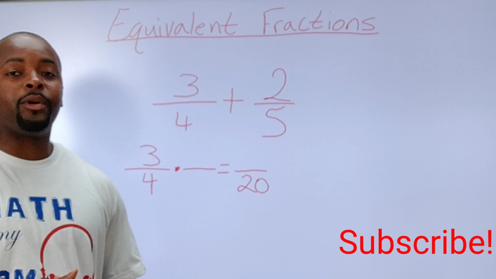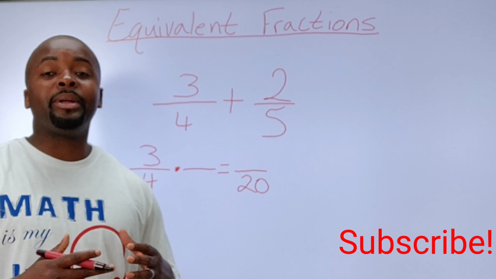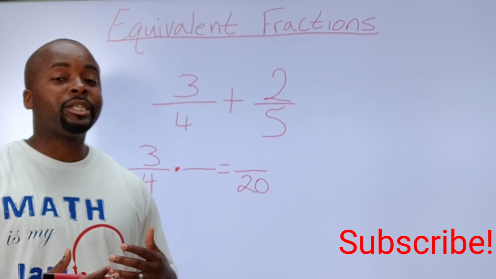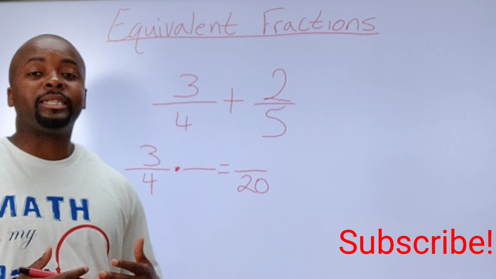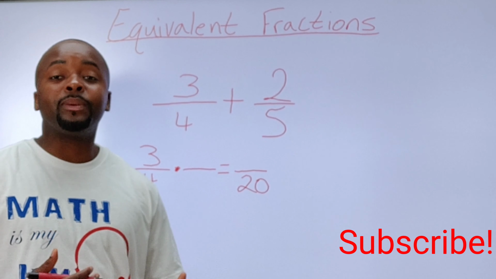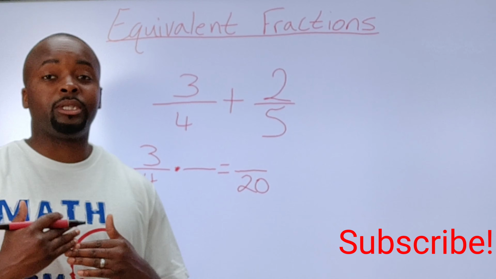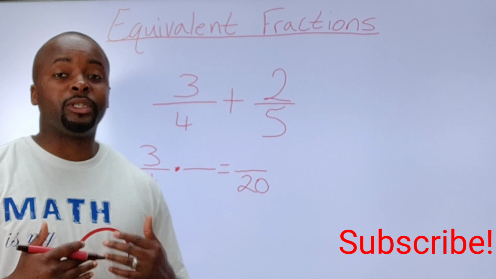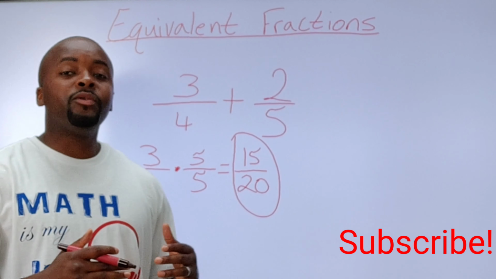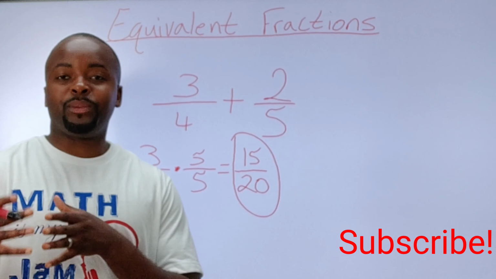You're going to say 3/4 times some fraction equals some fraction with a denominator of 20. And so you ask yourself, 4 times what is going to give you 20? Obviously, 4 times 5 is going to give you 20. And if you multiply the bottom by 5, you have to multiply the top by 5 as well. And so your new equivalent fraction for 3/4 is 15/20.